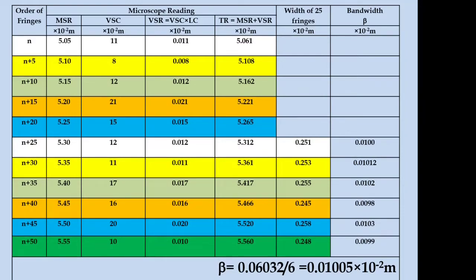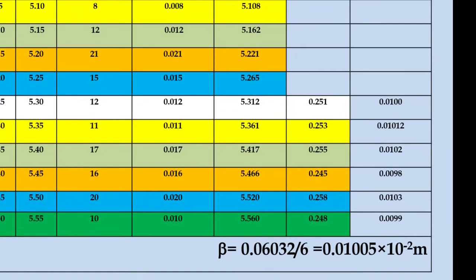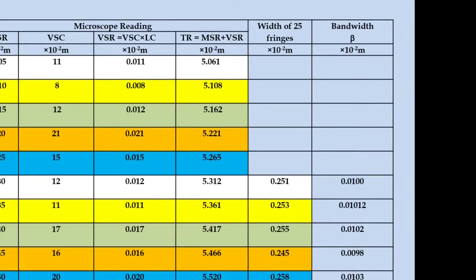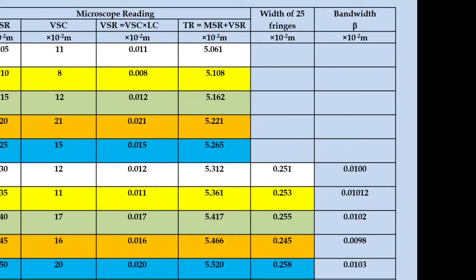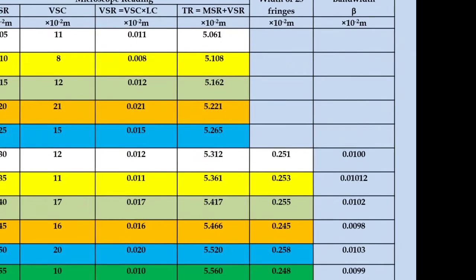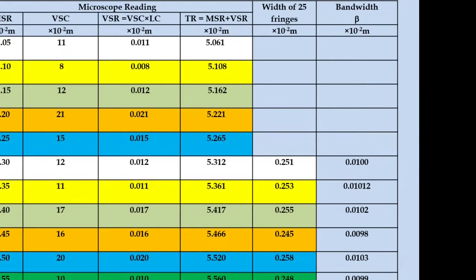Here I have not highlighted it in green color because it will overlap. So the last reading will be 5.560 minus 5.312, which gives 0.248. This column, width of 25 fringes, corresponds to the vernier reading for 25 fringes.